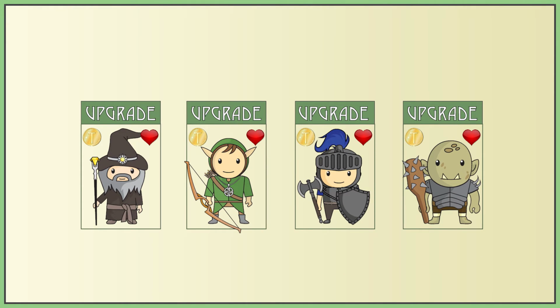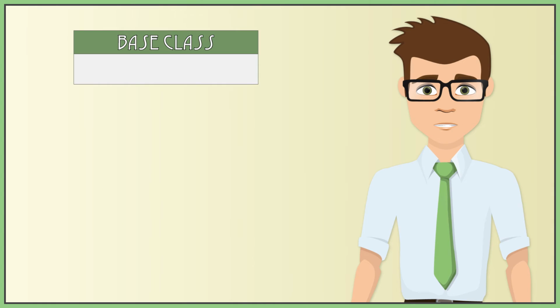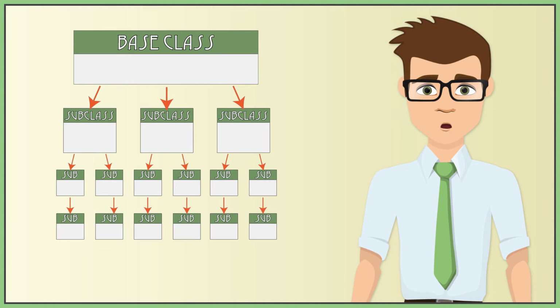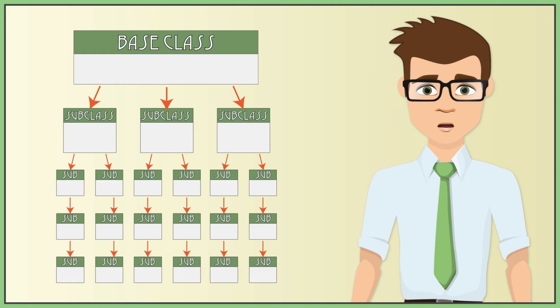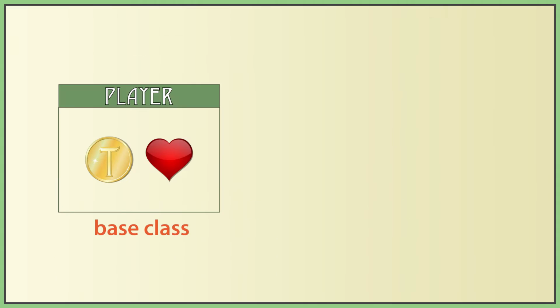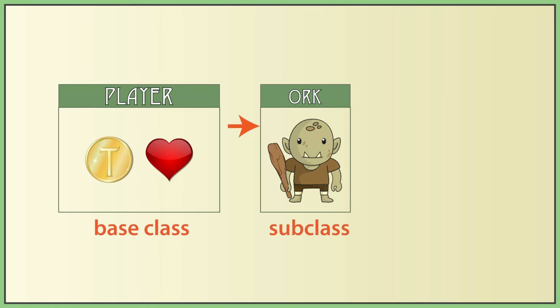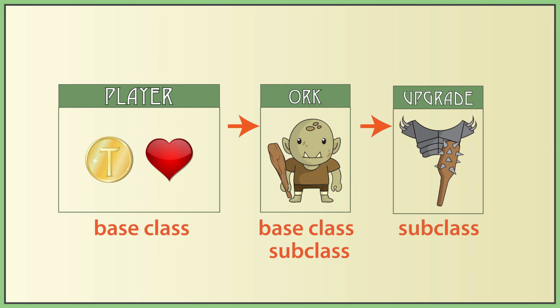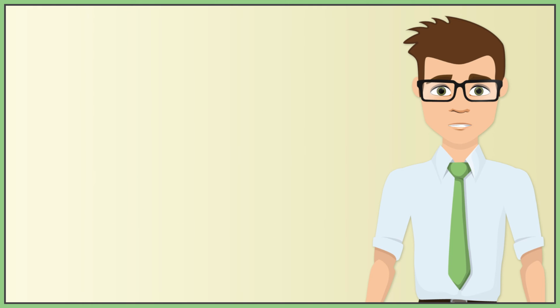Here's the last thing to know about subclasses. A base class can have any number of subclasses, just like how the base class player has subclasses of wizard, orc, elf, and knight. But a subclass can only have one base class. And as we've seen, a subclass can become a base class with subclasses of its own. Player is the base class to orc subclass, but then orc is the base class to upgrade orc's subclass.